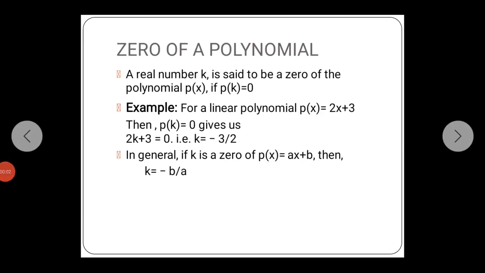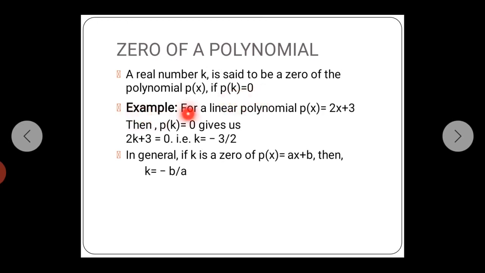Now we will discuss the algebraical meaning of zero of a polynomial. Zero has 2 different meanings, algebraical as well as geometrical. The algebraical meaning of zero we have done in class 9, and the geometrical meaning of zero of a polynomial we will do in class 10. Let's first see the algebraical meaning of zero of a polynomial. A real number k is said to be a zero of the polynomial p(x) if p(k) is equal to 0.